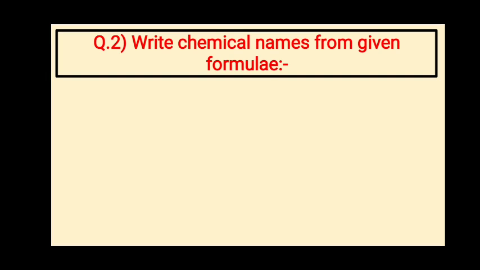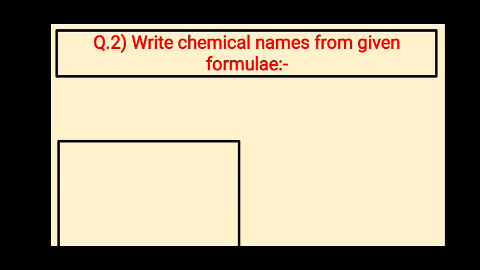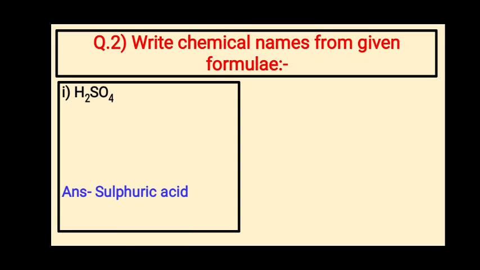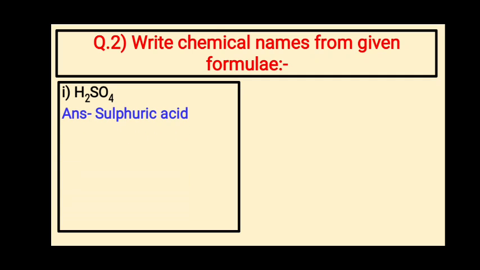Question number 2. Write chemical names from given formulas. Now there are some molecular formulas that are given. From those formulas we have to identify the chemical names. First one, H2SO4. Now what is the chemical name for H2SO4? It is sulfuric acid.